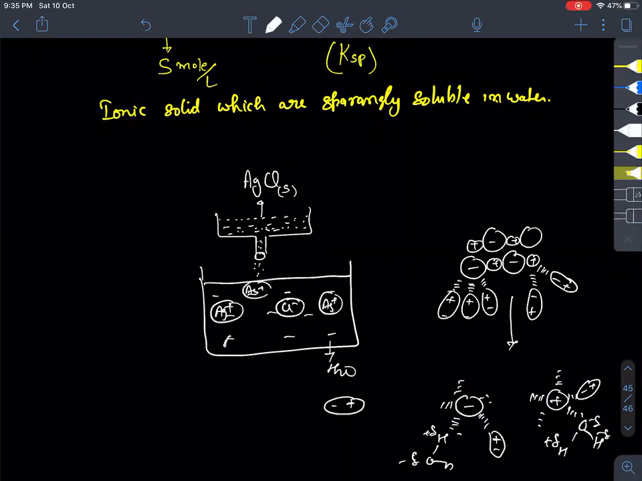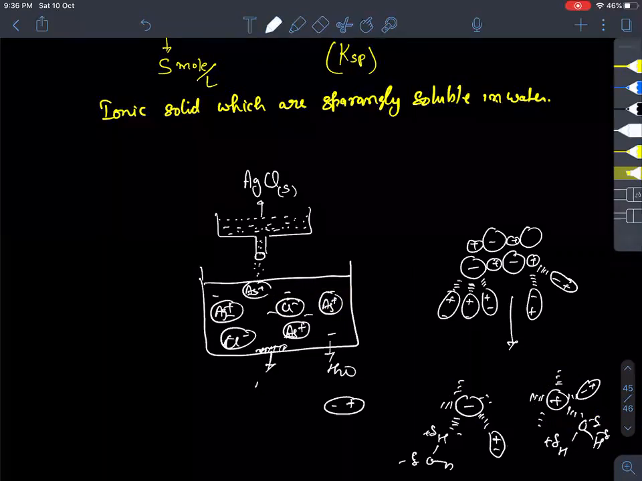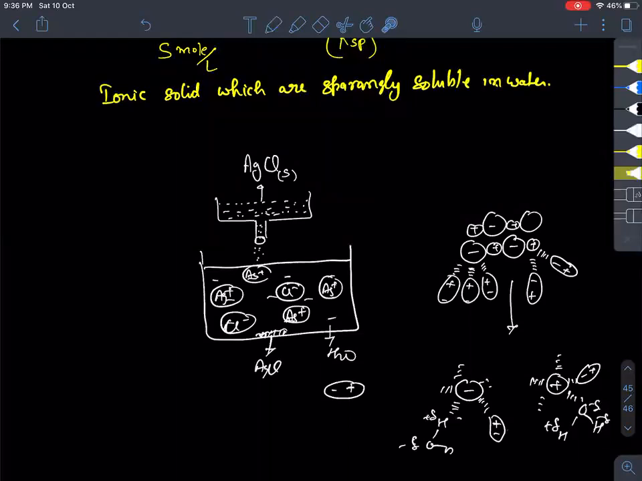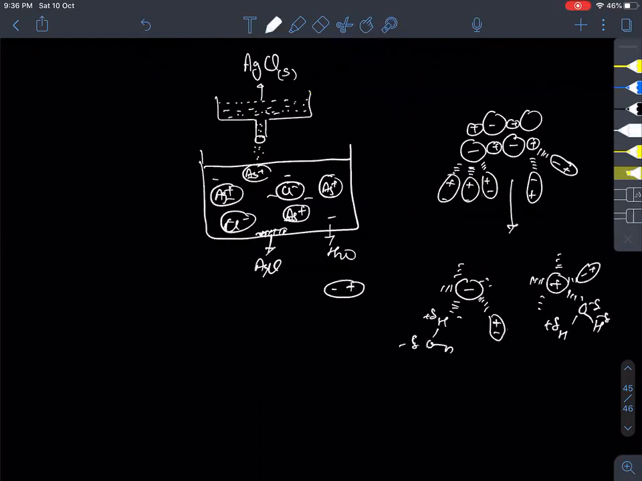But what will happen if you keep on adding? After a certain amount, the relative distance between Ag plus and Cl minus will decrease, and because of the great attraction between them, they will start combining and forming a precipitate of AgCl. So there is a limit up to which AgCl can be dissolved, and that limit is termed saturation. So we use the word saturated solution.